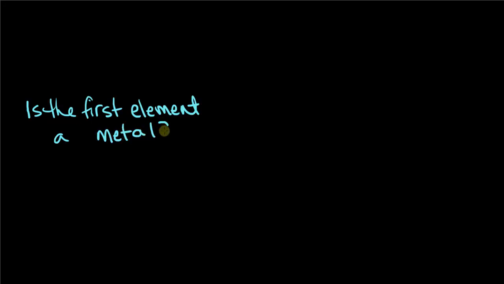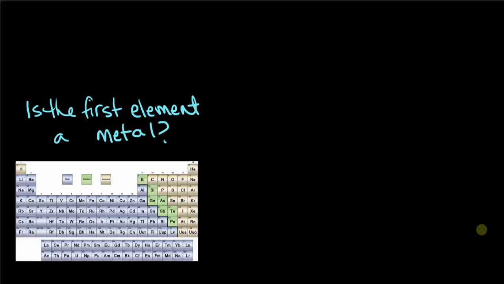So let's start off here. The first question that you should ask when you're naming a compound is: is the first element in the name or in the formula of the compound a metal? And what you can do to answer this question is take a look at your periodic table.